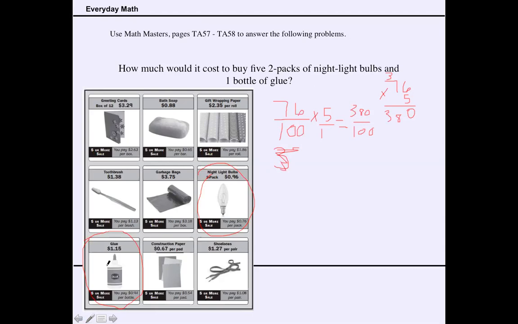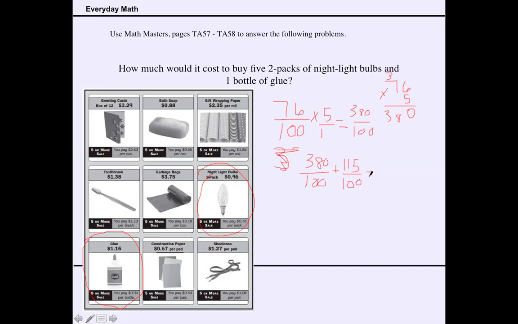And a bottle of glue. So a bottle of glue is $1.15. So I'm going to keep this like this for now, and then I'm going to change the $1.15 into 115 over 100, because I know that $1.15 is 115 cents out of the 100 cents that make up $1.